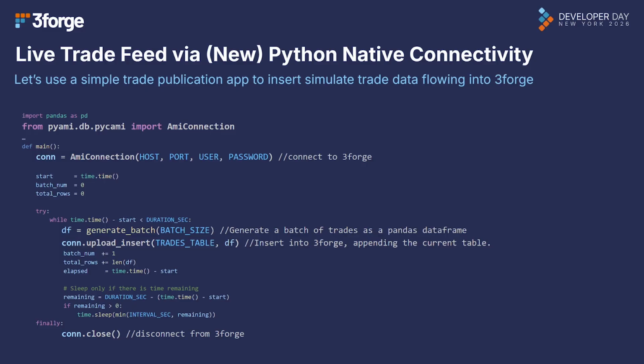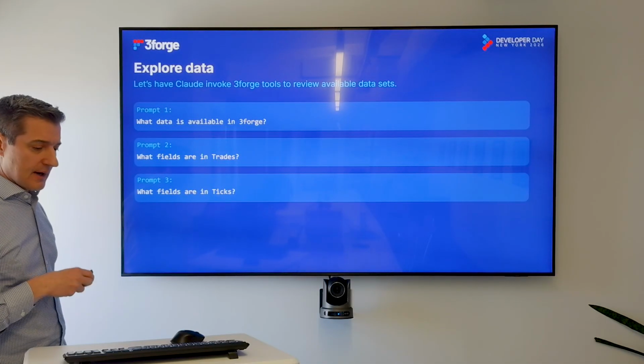In here, you'll see a very simple example where we connect to 3forge with host name, username, and port. Then, for a 5-minute period of time, we generate batches of trade data. Each batch is a data frame, and we call a method to upload that to 3forge for a certain table name, trades in particular. That runs over and over again, and eventually it finishes after 5 minutes and stops. Very simple app. And then we're going to do some prompting.